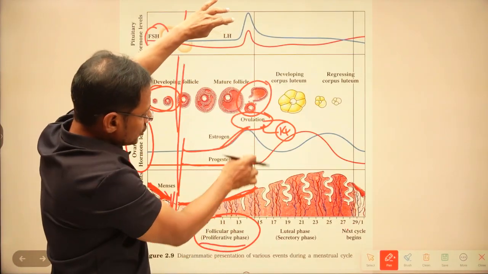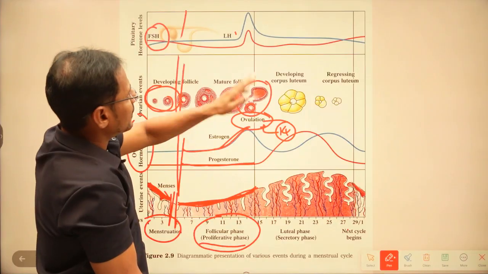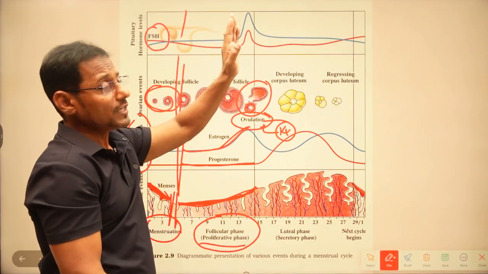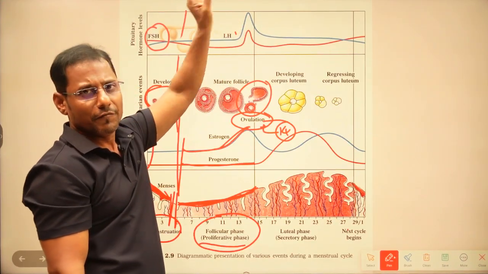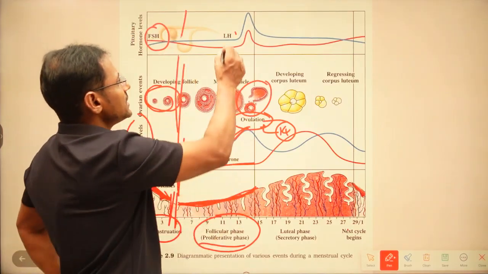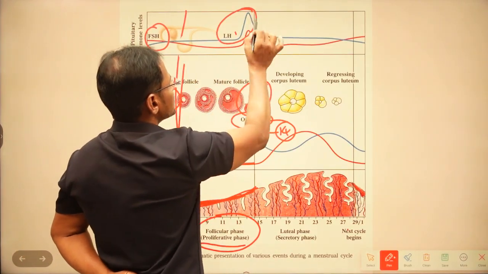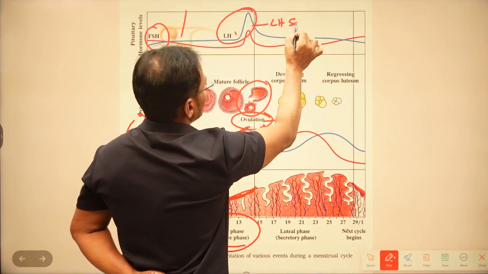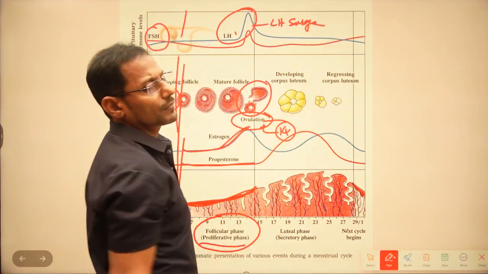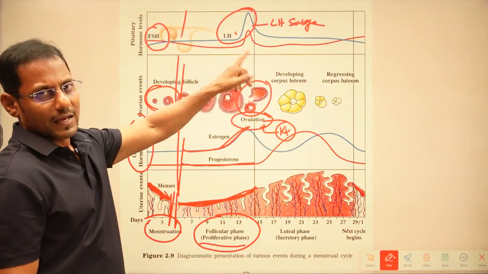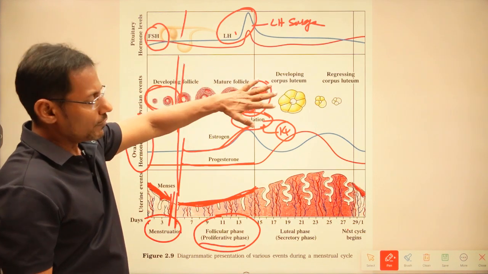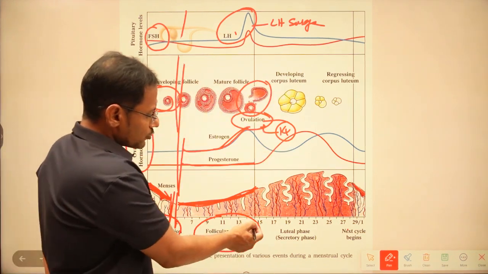But when it reaches around the 12th day, suddenly the amount of LH is raised very high. This particular rise of LH is known as the LH surge. As a result, the ovulation is taking place, and we'll come to the next one, that is the luteal phase or secretory phase.